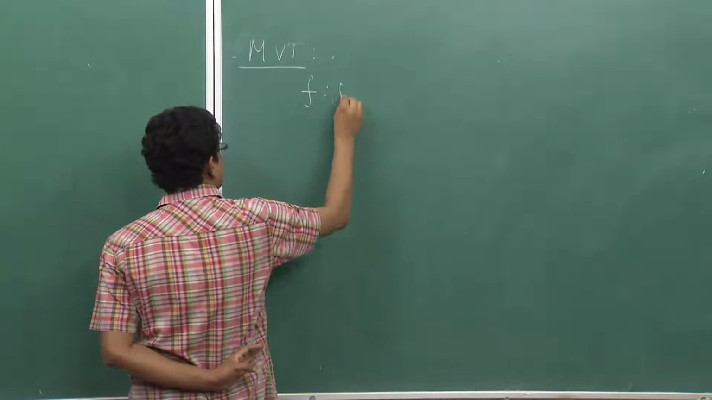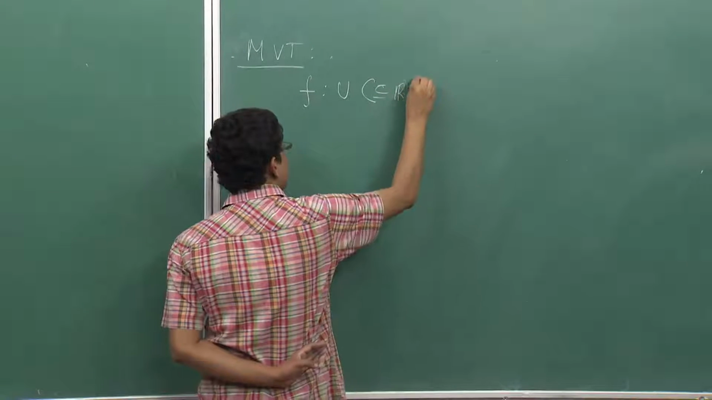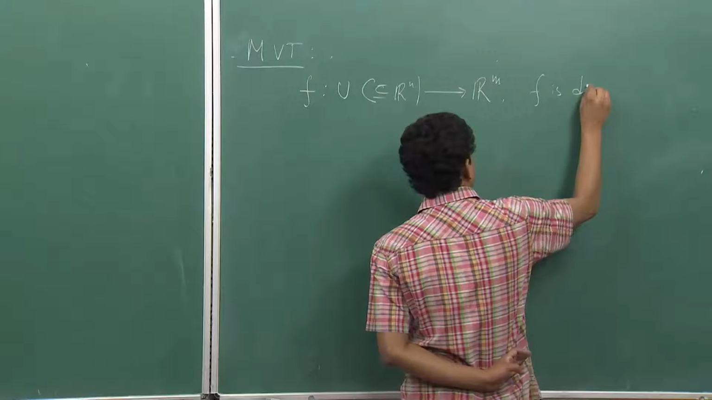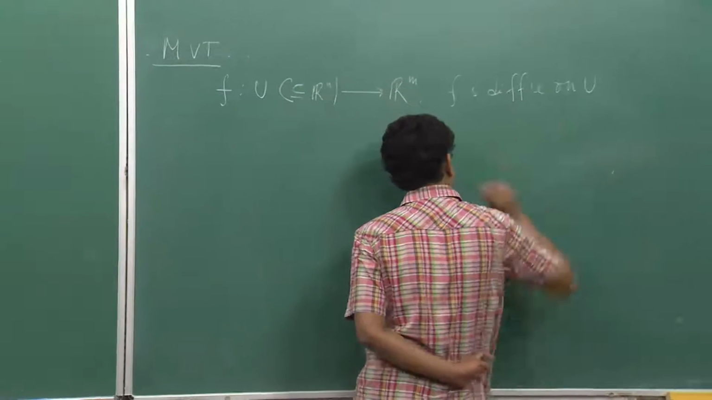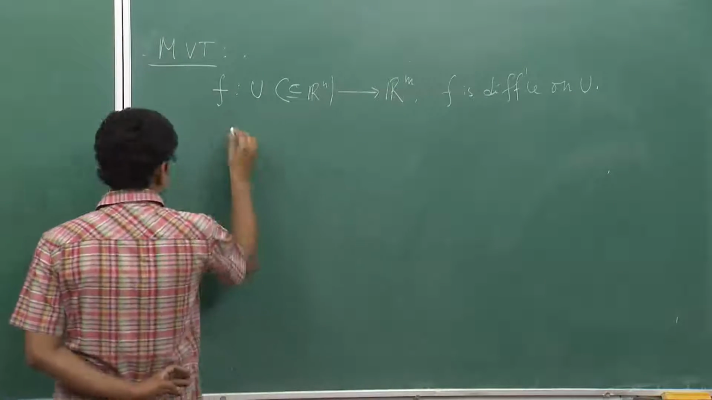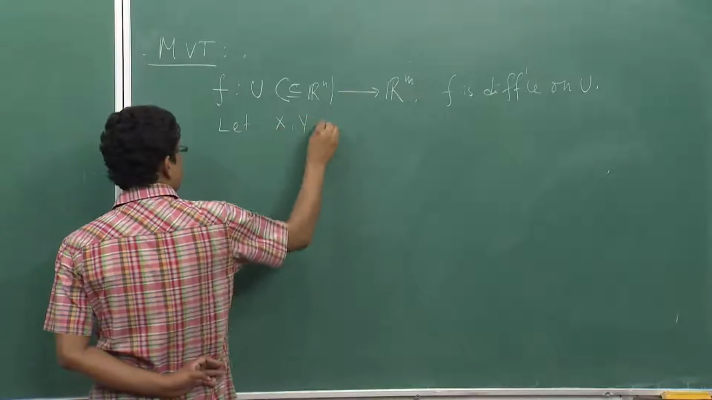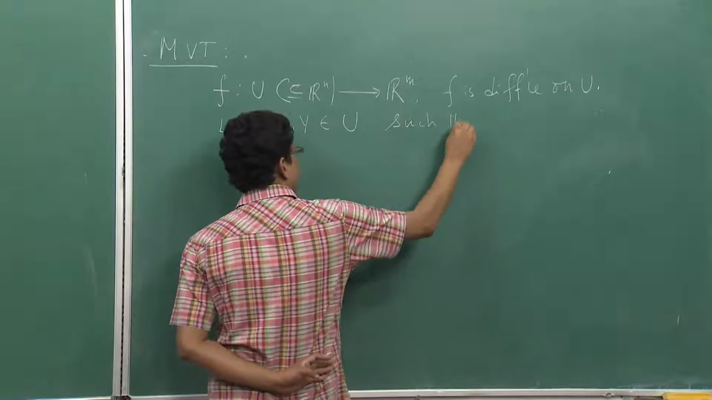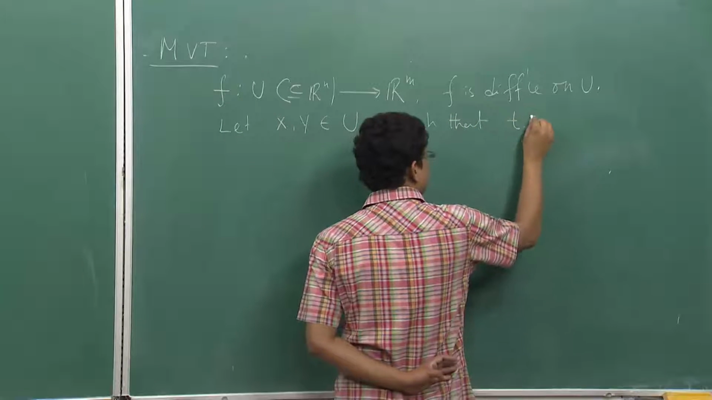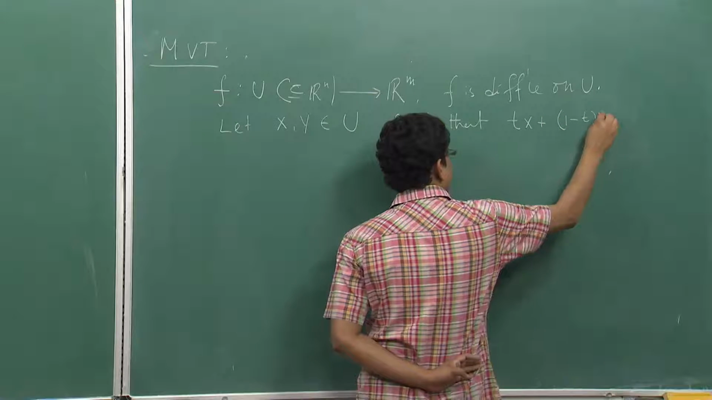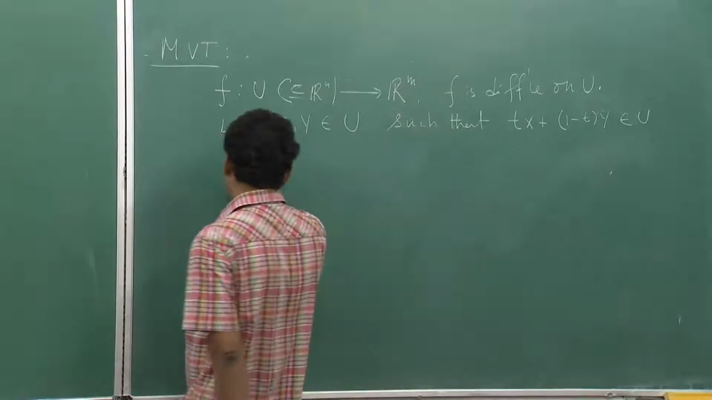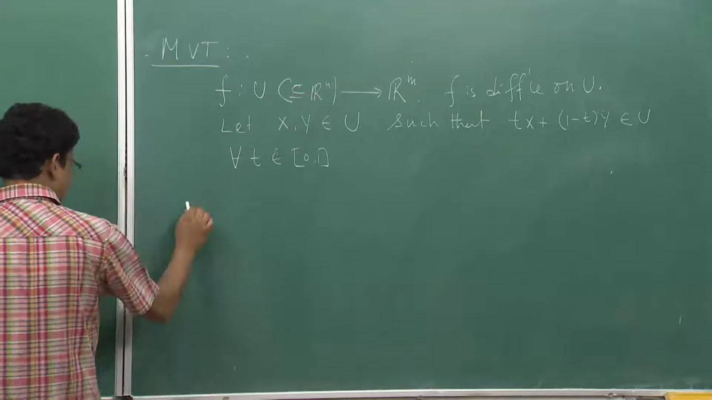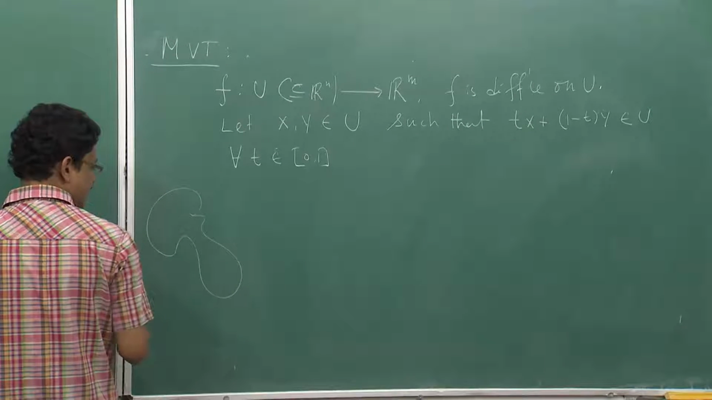So, f is a function from u in Rn to Rm, f is differentiable on the entire u, and let x and y be two points in u such that the line joining x and y, that is T x plus 1 minus T y, belongs to u for all t in 0 to 1. Okay.